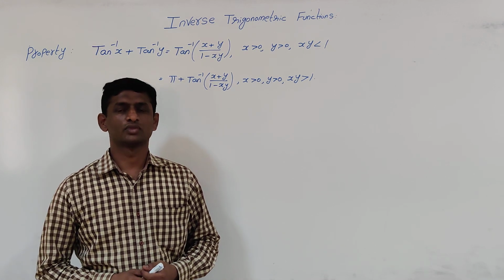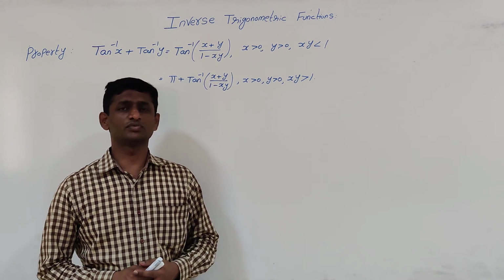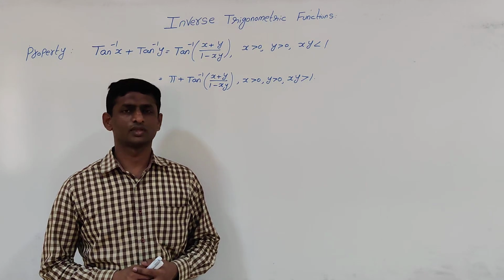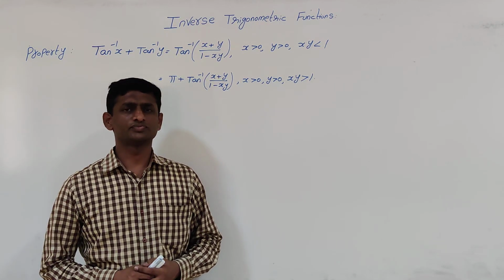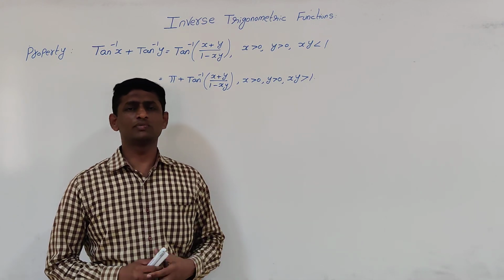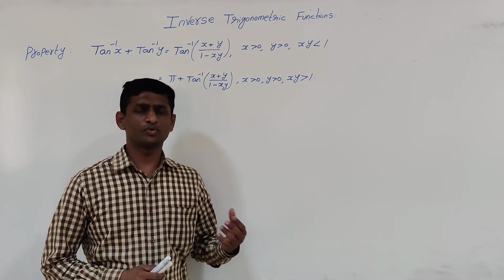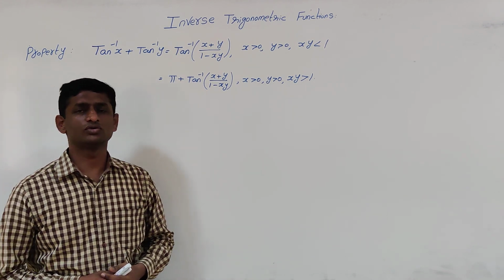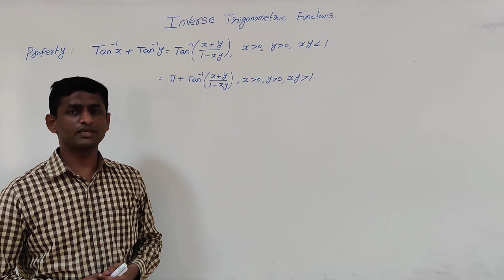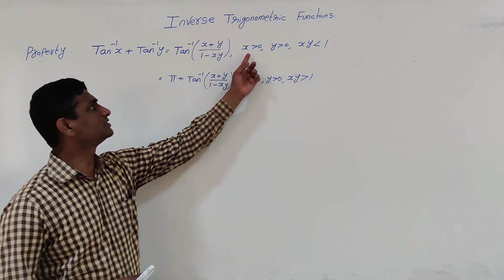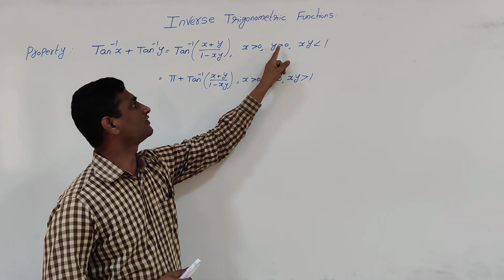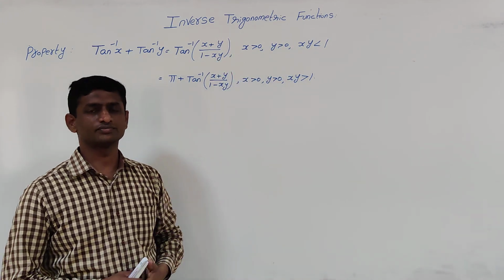Hello students, in the previous class we had discussed some properties of inverse trigonometric functions. So today in this session we will go for one more important property, and it's very important, that is tan inverse of x plus tan inverse of y is equal to tan inverse of (x plus y) by (1 minus xy), if x is a positive real number, y is a positive real number, and the product of x and y is less than 1.